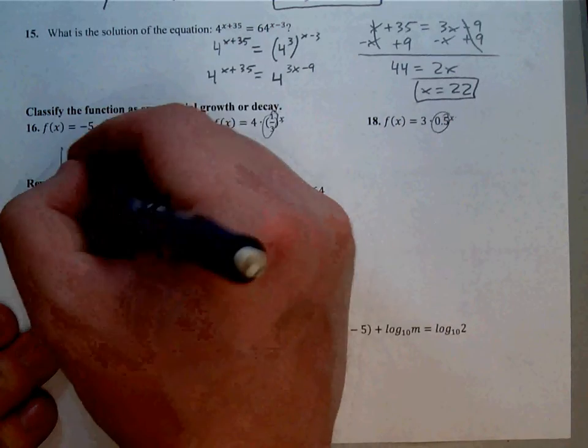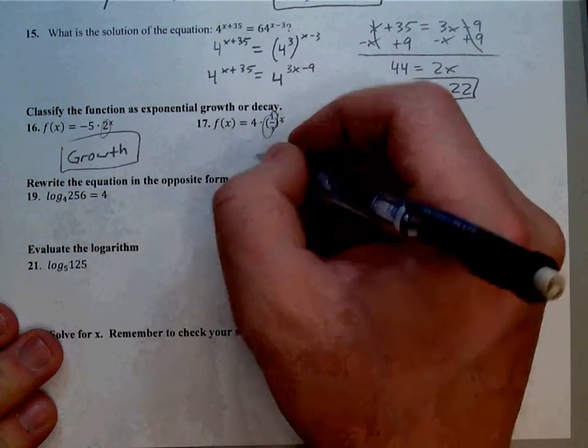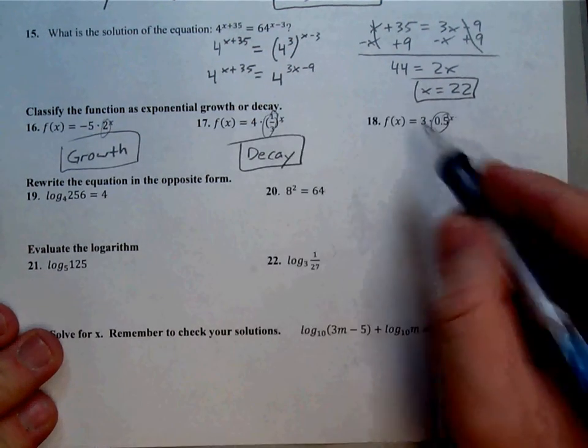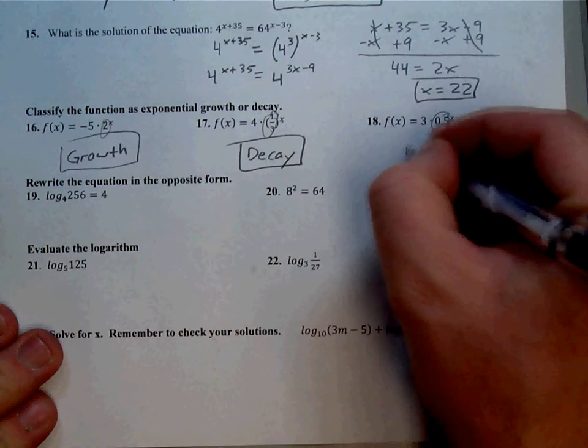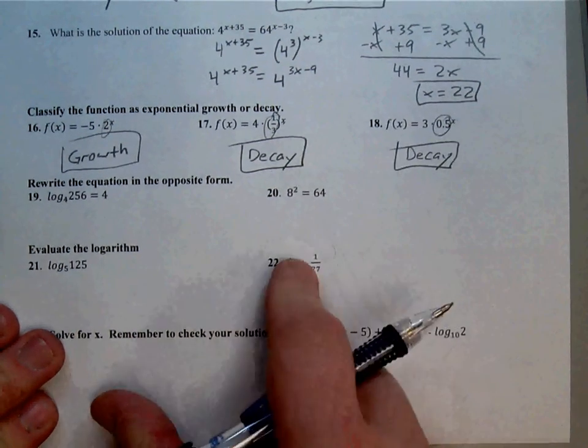That's all, we're just stating that. 17, 1/3 is not larger than 1, it is less than 1, therefore it's decay. Number 18, 0.5, that's less than 1, therefore that's exponential decay. That's all we have to do on those.